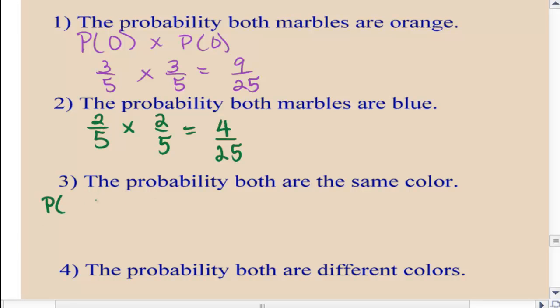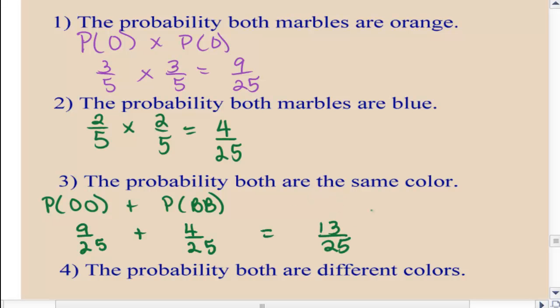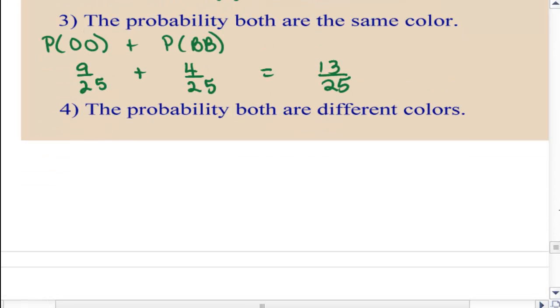That means the probability of orange and orange and the probability of blue and blue. So either one of those. So we're going to do the probability of orange. Well, actually, we've already done it, right? So we already figured out for number 1, the probability of orange and orange is 9/25. And for number 2, the probability of blue and blue is 4/25. You add those together, what do you get? 13/25.